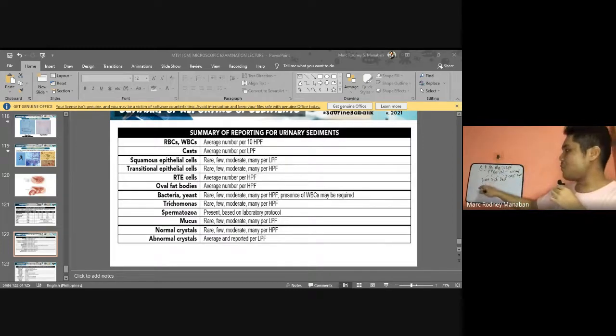And lastly, RF MoMA per 10 LPF. Sorry, I had it reversed. The TT BAYN group is HPF. For LPF, RF MoMA, you have mucus threads and squamous epithelial cells.